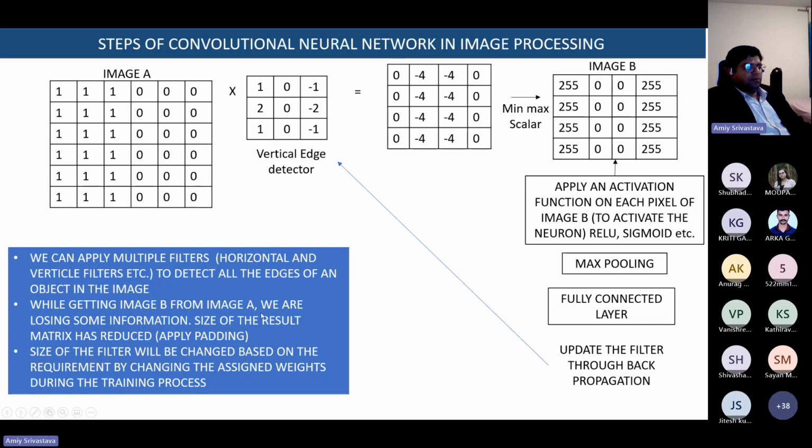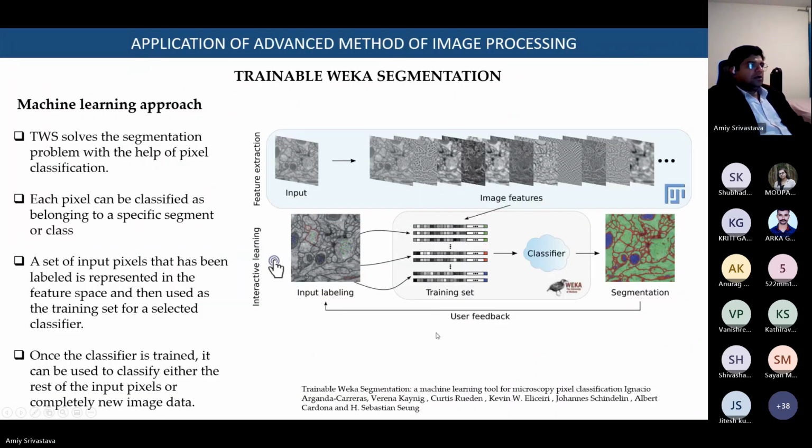While getting image B from image A, we are losing some information. So the size of the result matters. You see here, this is a 6 by 6 matrix, and here we have got a 4 by 4 matrix. So basically, we have lost some information. So people are using padding in order to not lose the information. The size of the filter will be changed based on the requirement by changing the assigned weights during the training process.